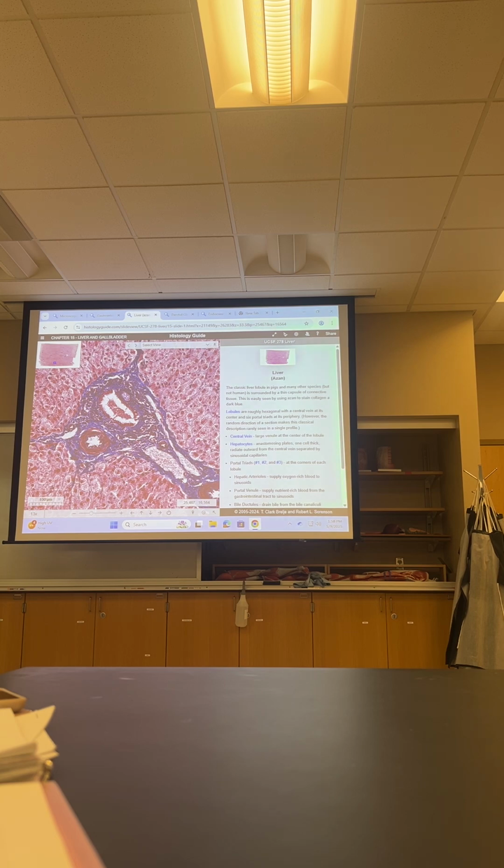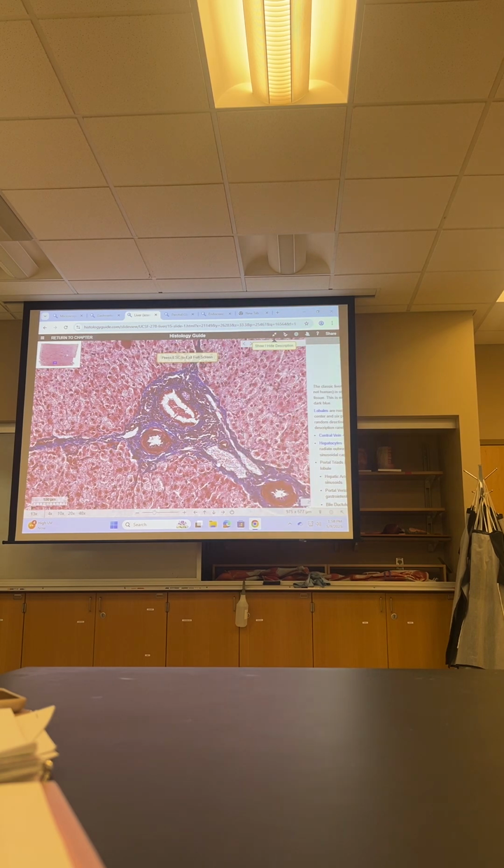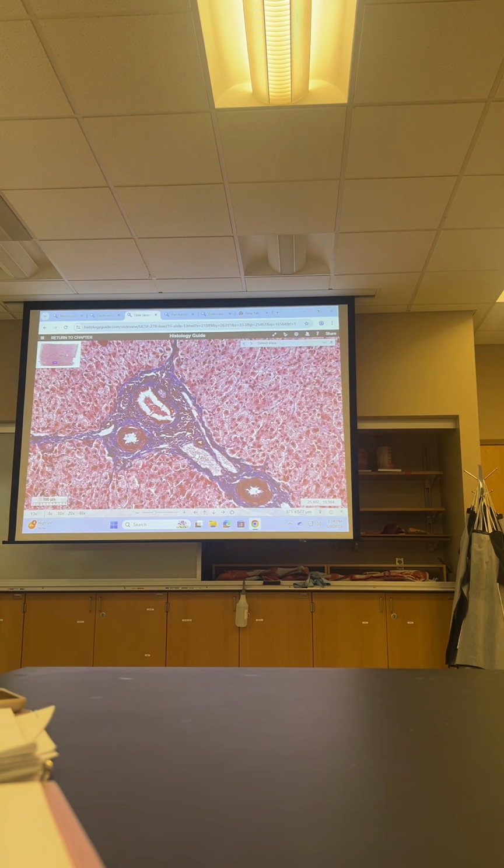We have a couple of slides that are stained nicely like this, where there's more color differentiation, but most of ours look like the other one we were just looking at. So here, the portal triad is a lot nicer. We can see the duct right here. It's a duct because it has simple cuboidal epithelium.